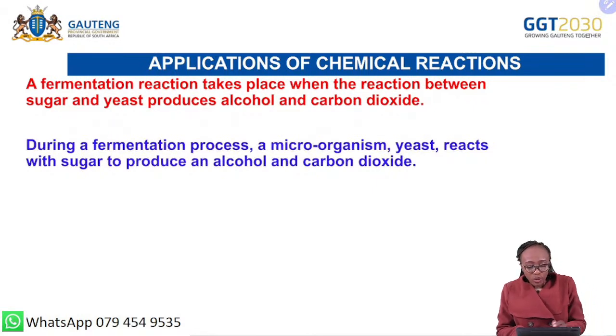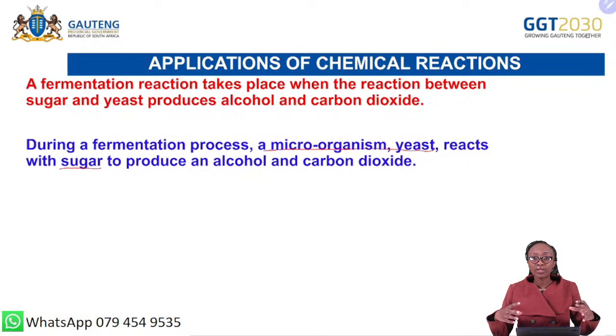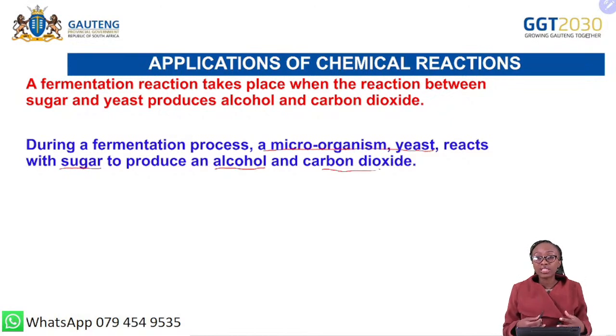So now we have our reactants, your microorganism or yeast, and sugar. Those are the ones where bonds are broken between the atoms or compounds to form something new. Now, what are we producing? We're producing alcohol and carbon dioxide. So those are our products. The reactants in fermentation are a microorganism or yeast and sugar, and the products of fermentation are alcohol and carbon dioxide.